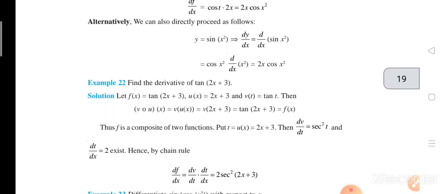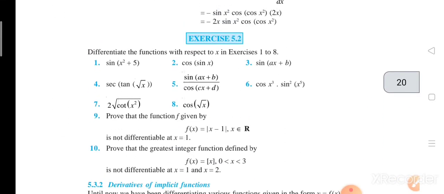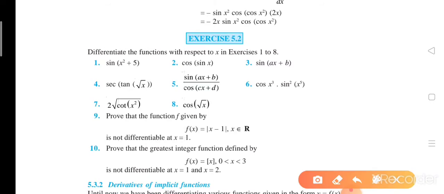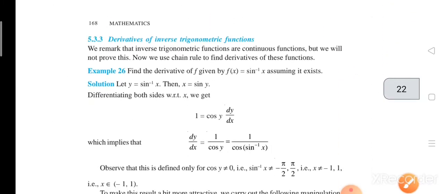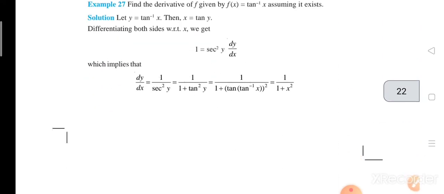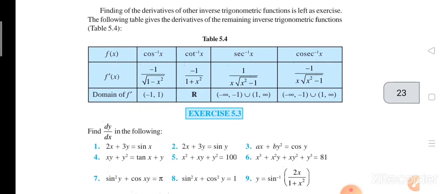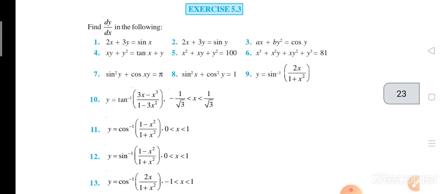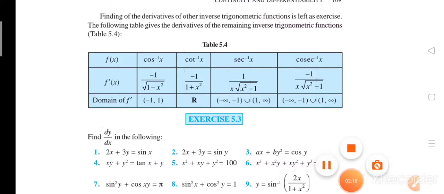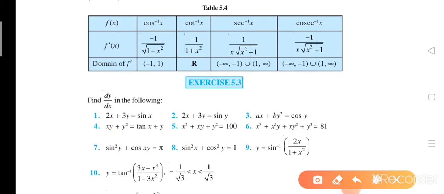Now come to exercise 5.2. Here we have important problem, question number 4, 5, 7, 8, 9 and 10. These are important. If we talk about exercise 5.3, examples, don't miss any example of this exercise 5.3. But from exercise you have to learn this table very carefully. ये आपको learn करनी है. ये आपकी help करेगी पूरी exercise questions को करने में.